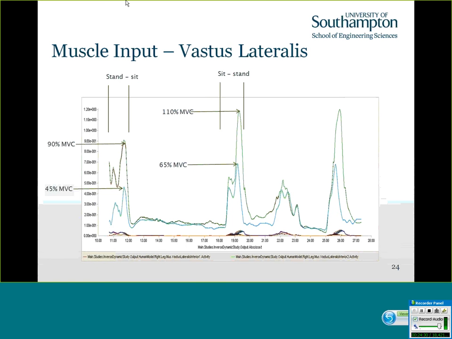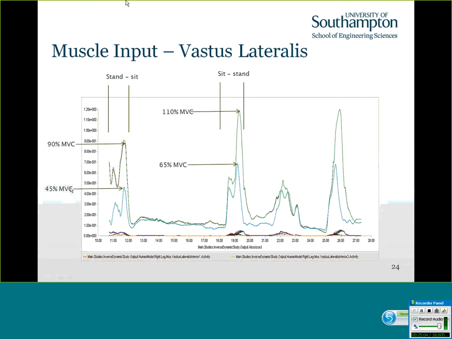And if we have a look at the muscle inputs, this is from Vastus Lateralis, and this is the activity. In terms of percentage of maximum voluntary contraction, we actually see that the unaffected side is having to work twice as hard as the affected osteoarthritic side. And this in turn can lead to early fatigue and, again, some early wear and strain on the unaffected side.